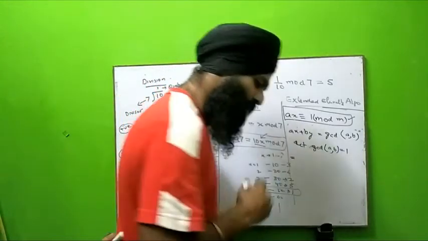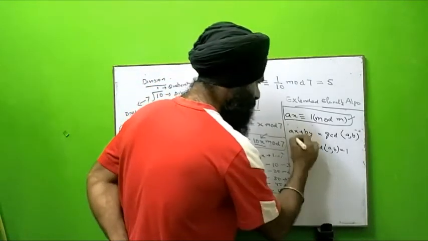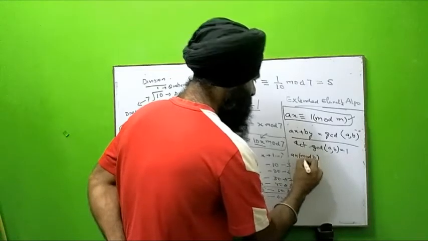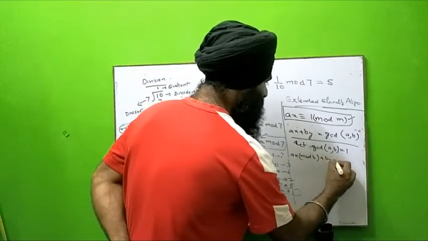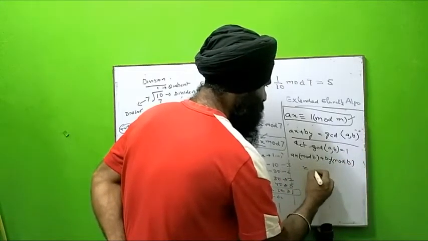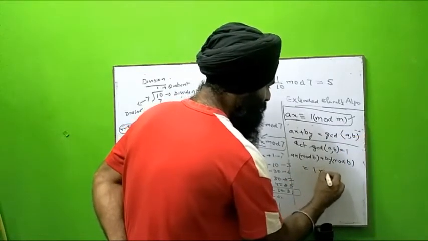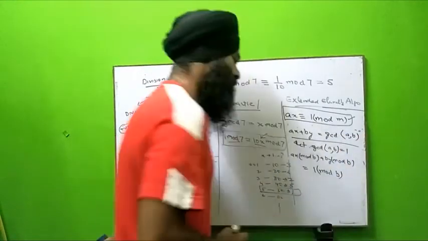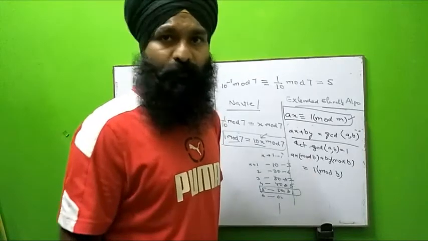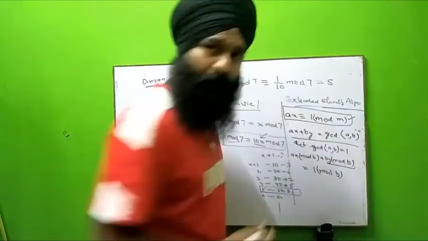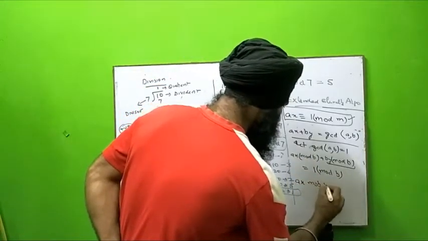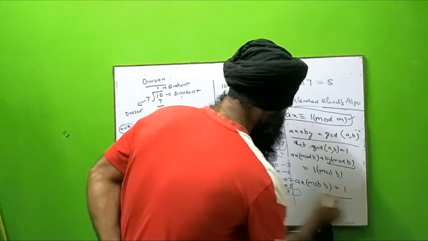So now we are going to take the modulus of B on both sides of this equation. So AX mod B plus BY mod B is equal to GCD of A, B, which is 1, mod B. Now as BY is a multiple of B, its remainder would be 0. So this whole term would be 0 in our case. So now we are left with AX mod B equal to 1.